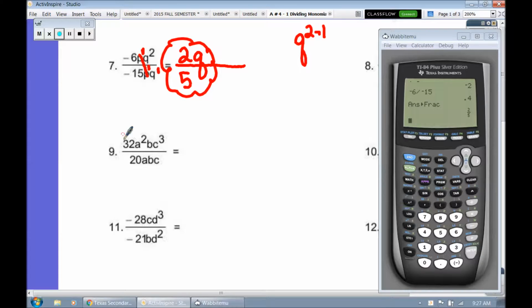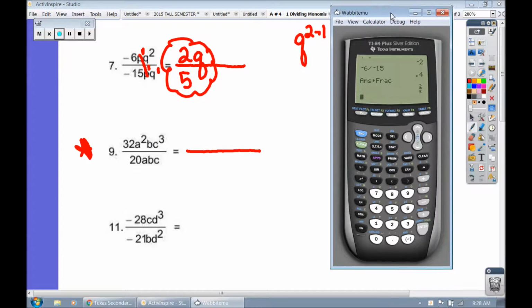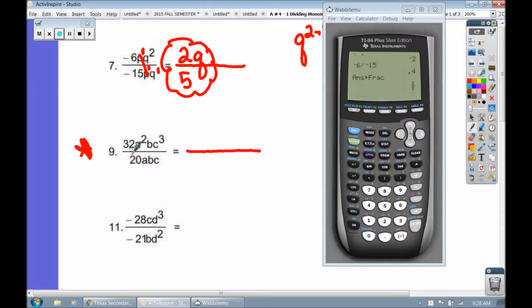All right, jump down to number 9. You're going, oh gosh, now it's getting really crazy. Start by drawing your fraction bar. Look at the numbers. 32 over 20. So take your calculator. 32 divided by 20. It's going to give you some kind of decimal, 1.6. So then we're going to math, frac, enter. So it tells me that is the same as reducing it down to 8 over 5.